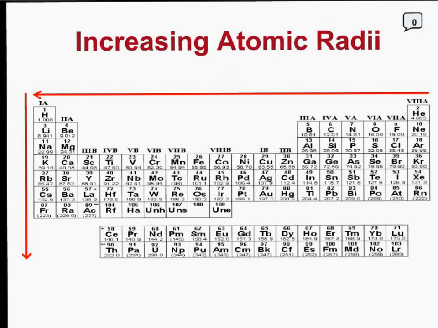The red arrows that you see here demonstrate the trends. Again, it goes from top to bottom, increasing, and from right to left. So the smallest element that exists is helium over here. The largest element that exists is francium, because again, the trend is top to bottom, right to left.